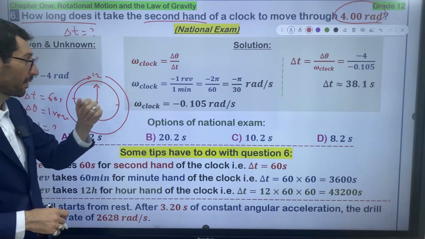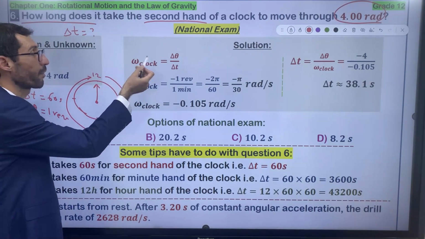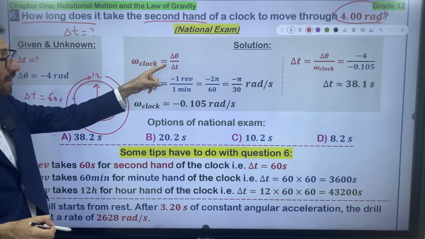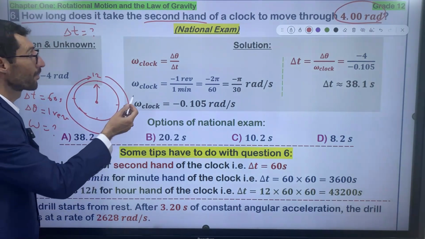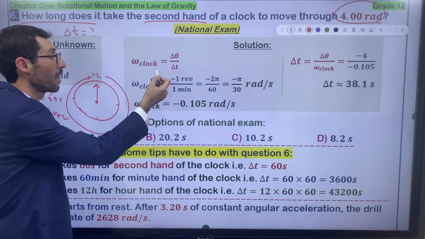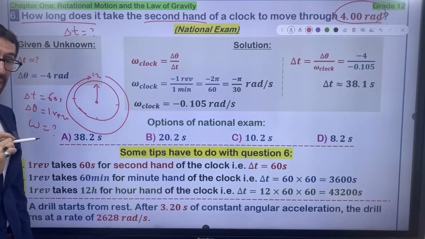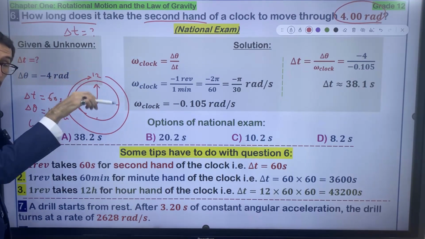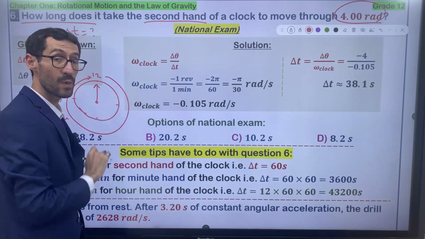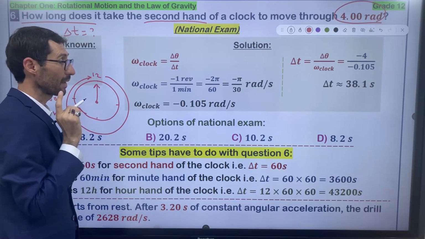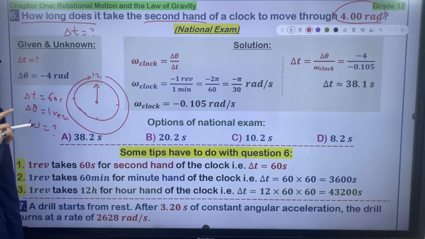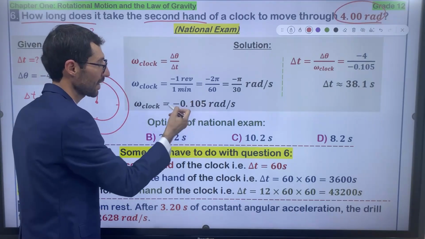Let's solve it here. Omega for the clock. This is the common rule of omega: delta theta divided by delta t. Delta theta becomes negative 1 rev. Why did I put negative? Because it's clockwise, right? Negative, divided by delta t, which becomes 1 minute. So the time period for the second hand of the clock is 1 minute, or 60 seconds.